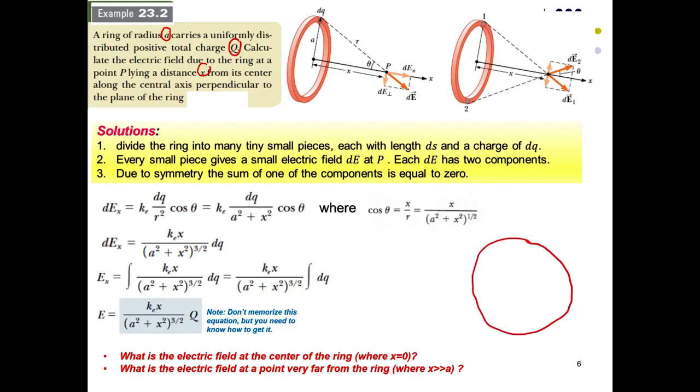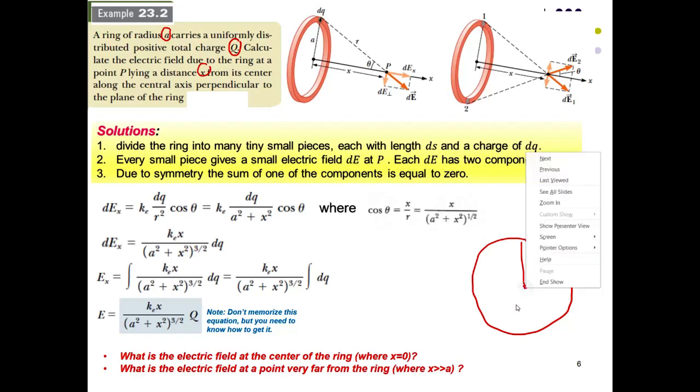Exactly on the screen of the laptop, there is a ring. The ring is one dimension. It carries a charge Q. It has a radius A. The question asks you to find the electric field just in front of the center.